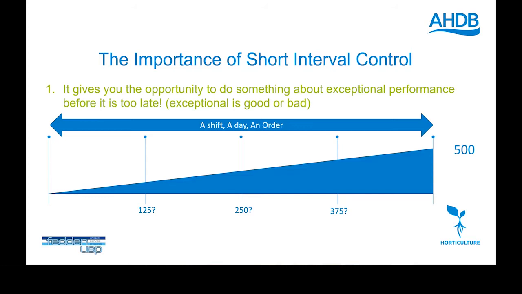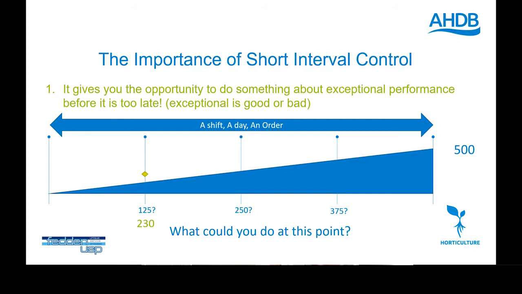So as I said, it gives you an opportunity to do something about exceptional performance. So exceptional in my eyes is either exceptionally good or exceptionally bad. So are things going better than expected or are things going worse than expected? So for example, we looked at this point and we were meant to get 125 done, we've done 230. The sorts of decisions you might make at that point are, are we going to continue at that pace to ensure that by the end of the day we've outstripped our target for the day? But by looking at that, you'd probably do more than you require.